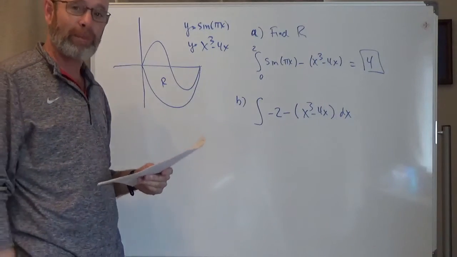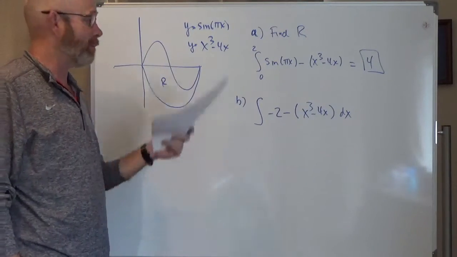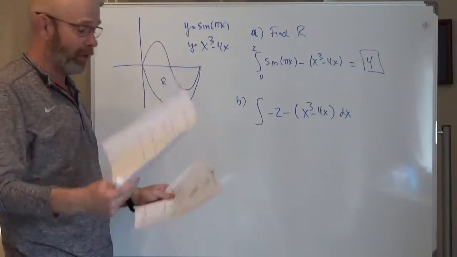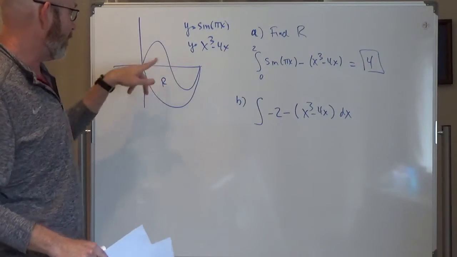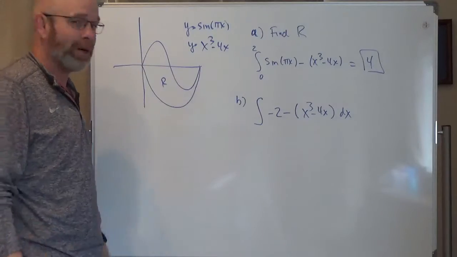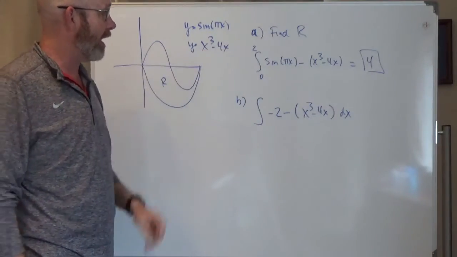First problem after spring break here is the homework assignment. The first homework assignment of the week, problem number 1. It's actually problem number 1 on the thing too. So the first part of the question, you've got two curves, y equals sine pi x and y equals x cubed minus 4x. They called this area R, and they asked you for the area of R.